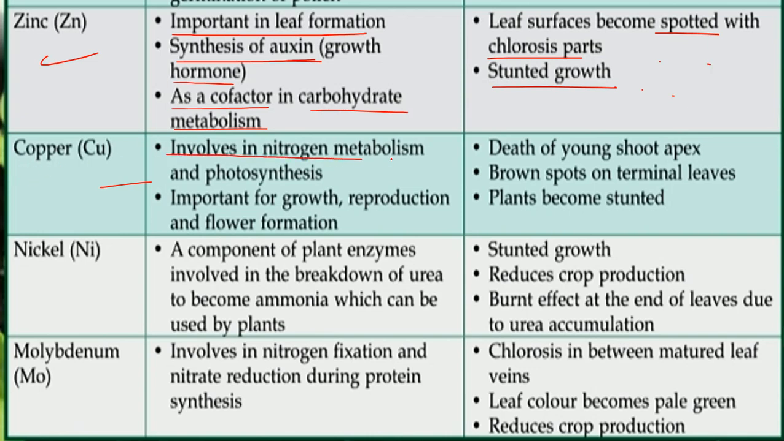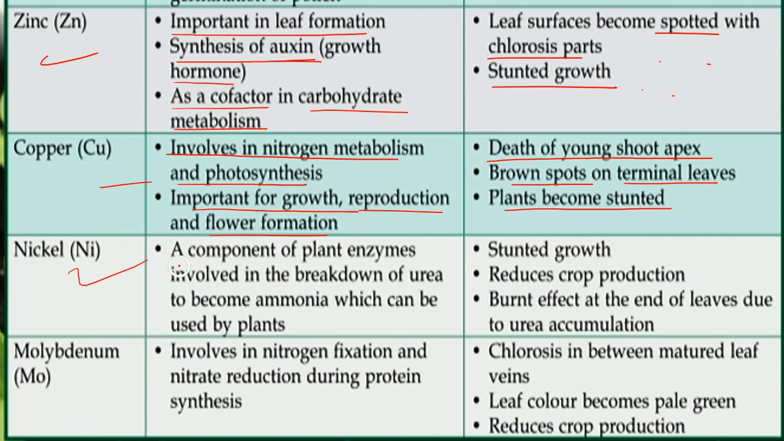Copper is involved in nitrogen metabolism and also photosynthesis, and it is important for growth, reproduction, and flower formation. Deficiency: the death of the young shoot apex. Then brown spots on terminal leaves, and the plants also become stunted.